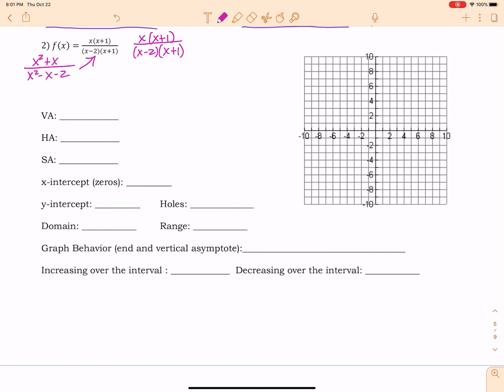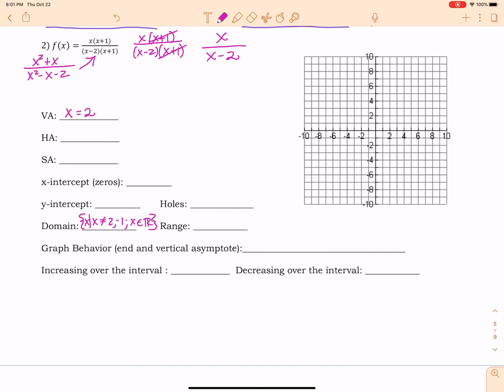All right, so what we are going to do next, of course, is write out our domain. So the domain is all of x such that x cannot be 2 or -1, and x is a real number. Okay, there's my domain. Once I do that, then I reduce. And so my reduced form is x over x minus 2. So my vertical asymptote is x equals 2.